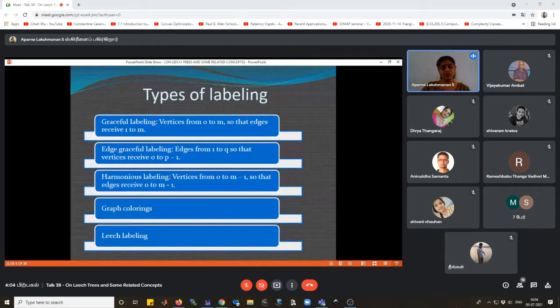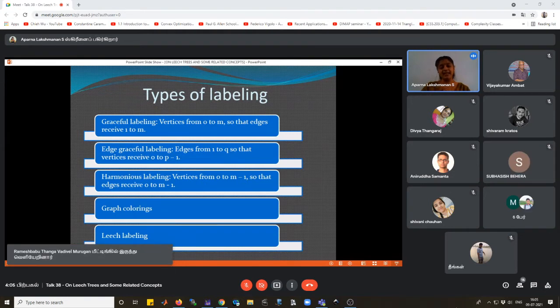Then comes edge graceful labeling. Here we are giving values to edges from 1 to q, and from that, we get an induced label for the vertices. These labels must be exactly from 0 to p minus 1. That is the condition. Here, p denotes the number of vertices and q denotes the number of edges. So that is edge graceful labeling.